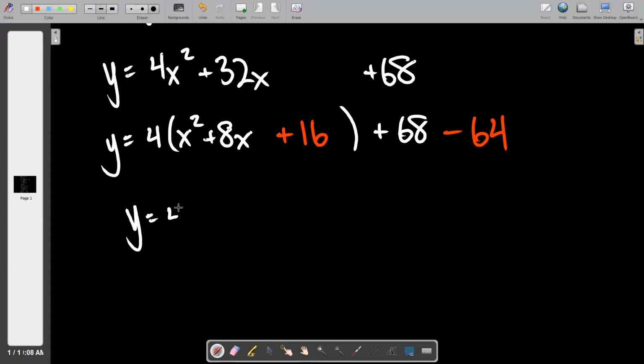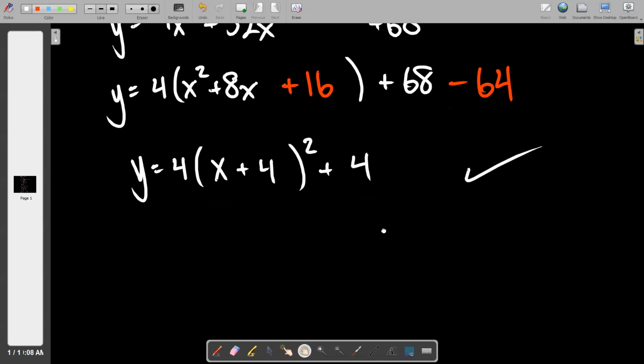Y equals 4 times what? Squared plus 4, done. Say it again, buddy. Oh, the vertex? Yeah, negative 4, 4. Yep. Good. Let's try one with a negative out front.